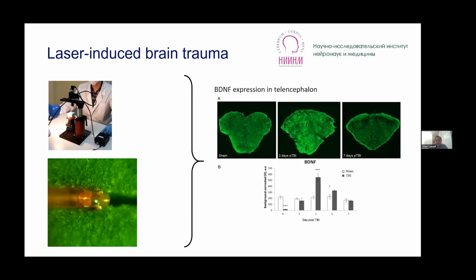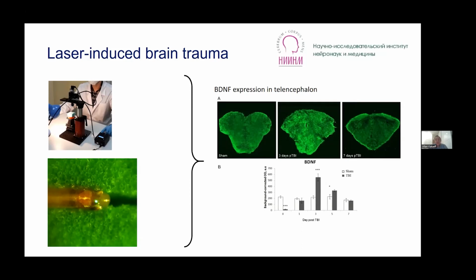And then, of course, we got to use different types of tracers to see the expression of certain important genes and proteins, as is shown on this slide in case of BDNF, which is an important brain neurotrophin, and we can trace its expression in telencephalon across the days after the trauma in order to understand the recovery and the rescue.